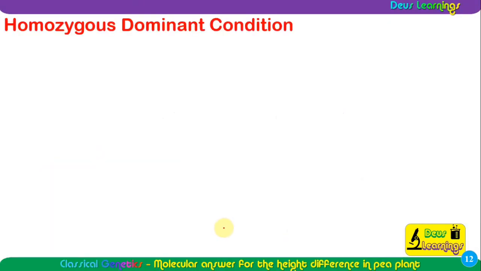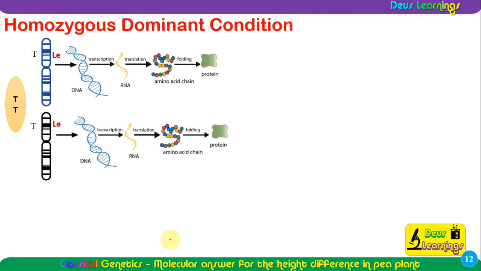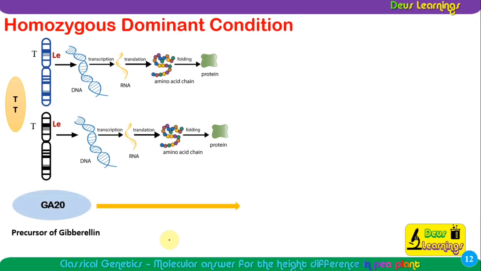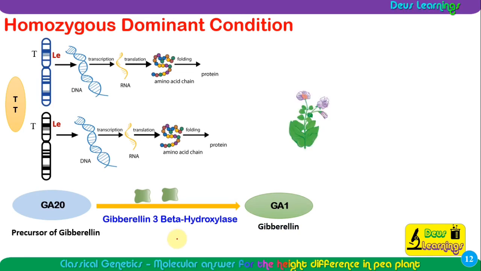Okay, let's check it out. If this is a homozygous dominant condition, there are two capital T alleles. These two alleles are coding for the LE gene. Then the system will produce the 3-beta hydroxylase enzyme. What will this enzyme do? This enzyme will convert the precursor to gibberellin, and because of which the plant will be taller.